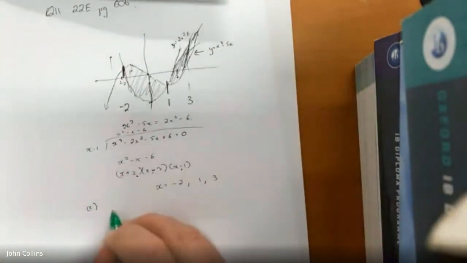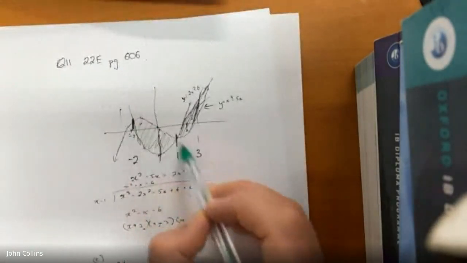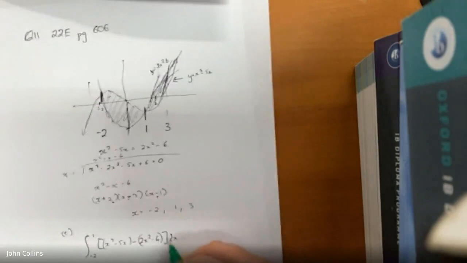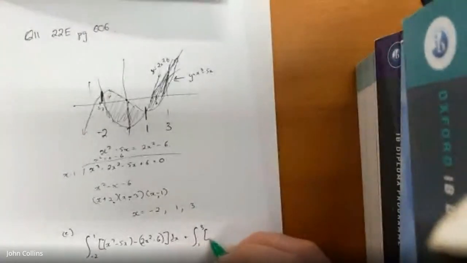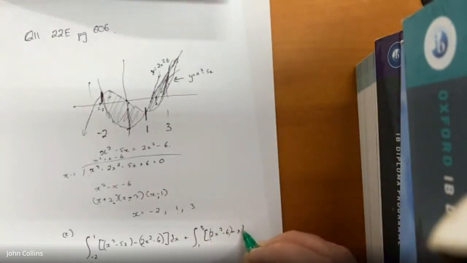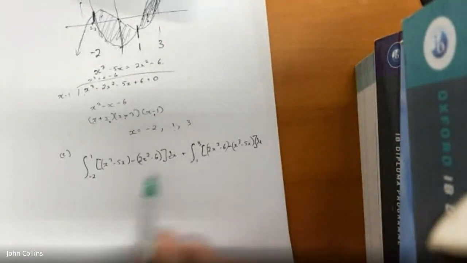So let's write that out. From minus 2 up to 1, the x cubed one is on top. You see the cubic one is on top here. So that's x cubed minus 5x minus the other one, dx. And then you would add the area from 1 to 3, where the other one's on top, so it's going to be the other way around: 2x squared minus 6 minus the x cubed minus 5x, dx. So you can tidy all that up. You'll get a cubic equation for both of them.